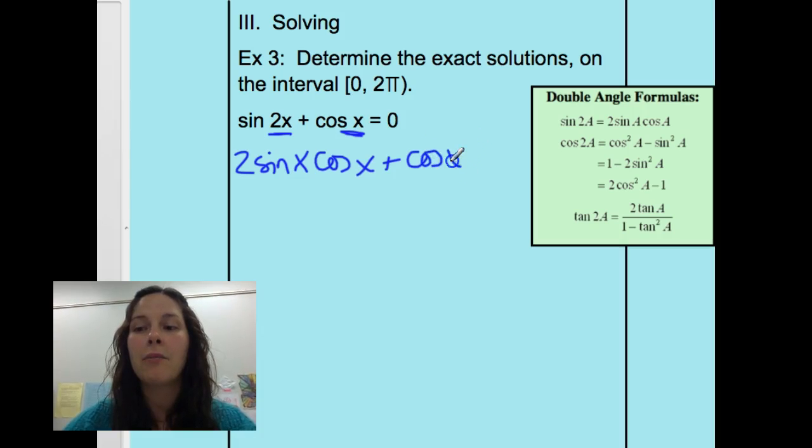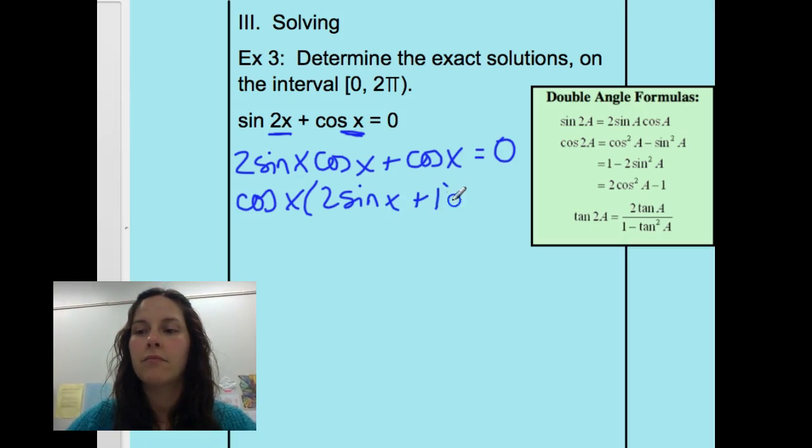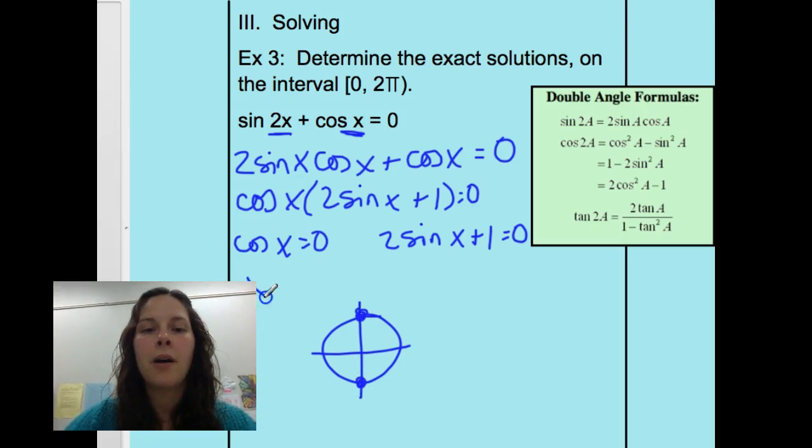And then I have a common factor with my two terms, and I can factor out that cosine function, leaving me with 2 sine x plus 1. And then I can use my zero product property, setting each factored piece equal to 0 and solving. So the first one we're looking at is where cosine equals 0. Remember, cosine is your x-coordinates when you're on the unit circle. Our x-coordinate is 0 up at pi over 2 and down at 3 pi over 2.